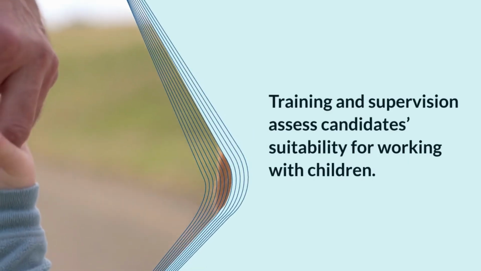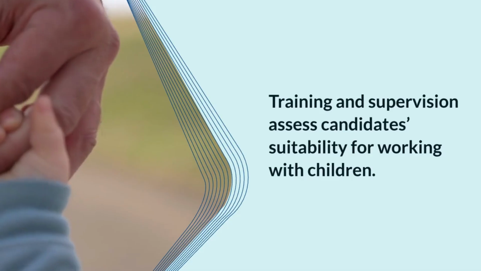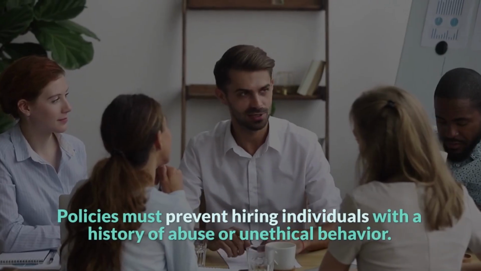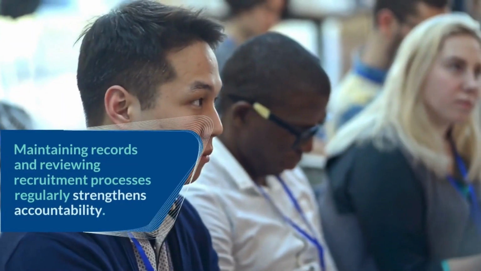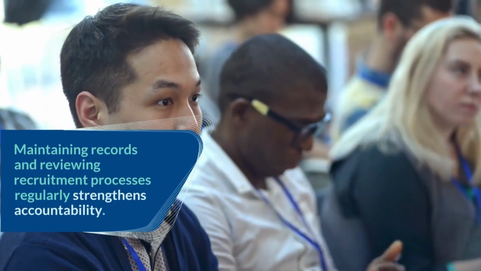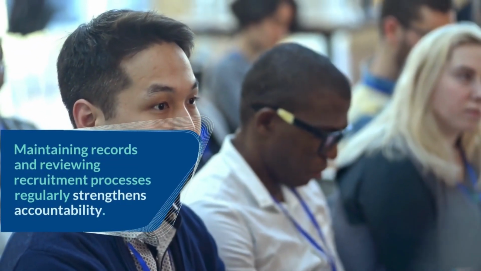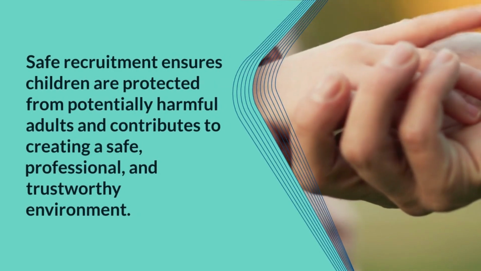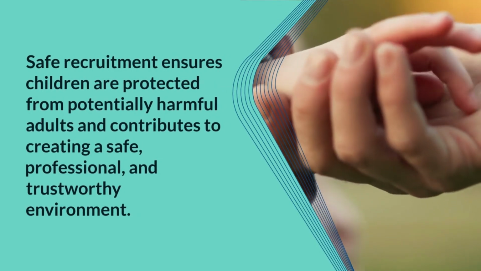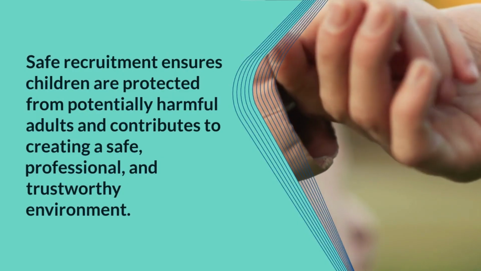Training and supervision assess candidate suitability for working with children. Policies must prevent hiring individuals with a history of abuse or unethical behavior. Maintaining records and reviewing recruitment processes regularly strengthens accountability. Safe recruitment ensures children are protected from potentially harmful adults and contributes to creating a safe, professional, and trustworthy environment.